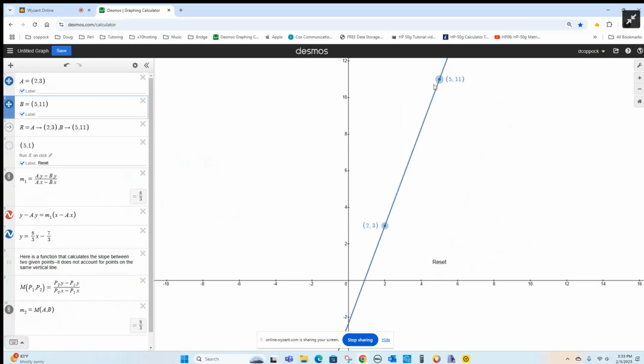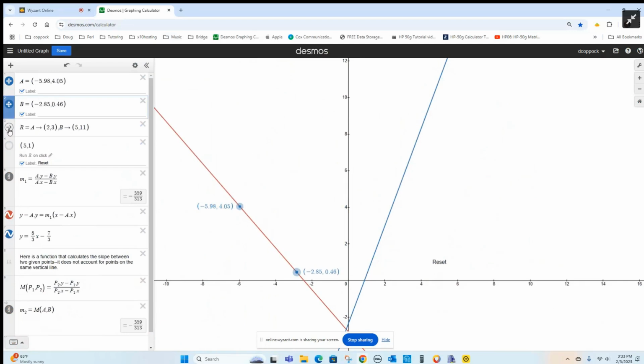Now watch this. I can slide these points around and it will still calculate the slope of that line. Negative 599/30 right now. If I slide this point to the left, the slope becomes positive. If I slide it down here, it becomes negative.